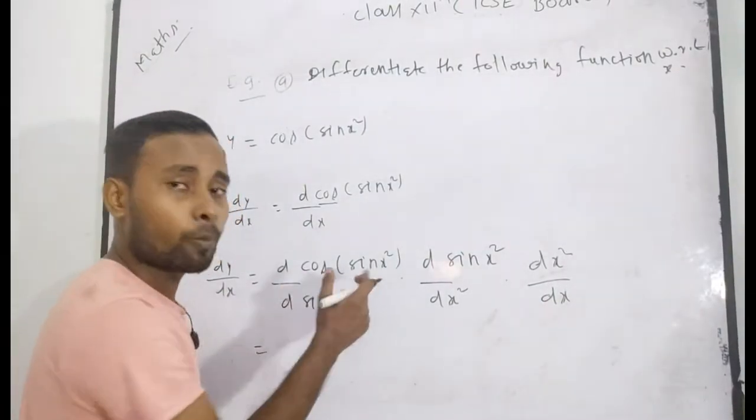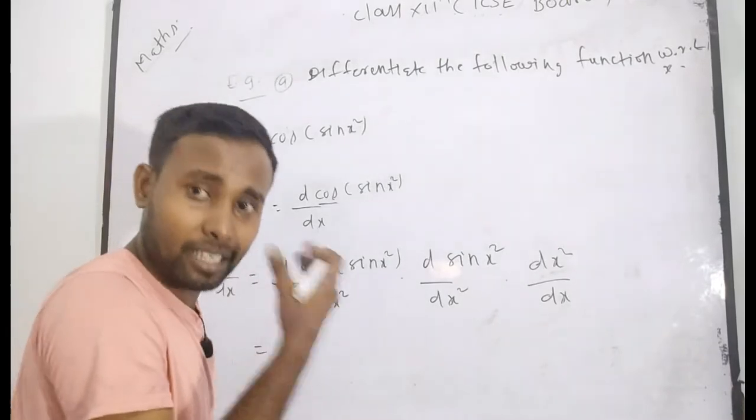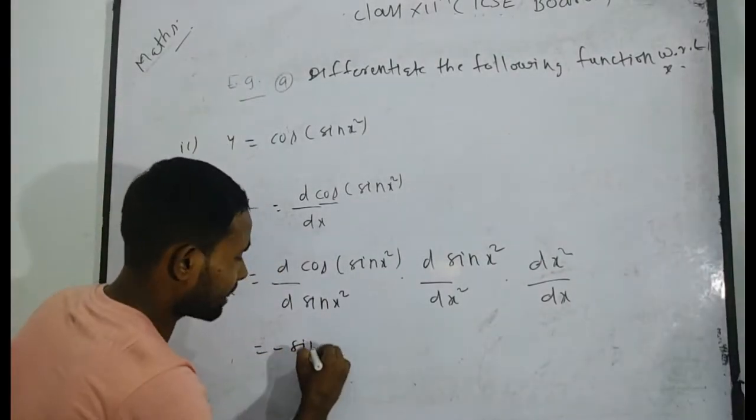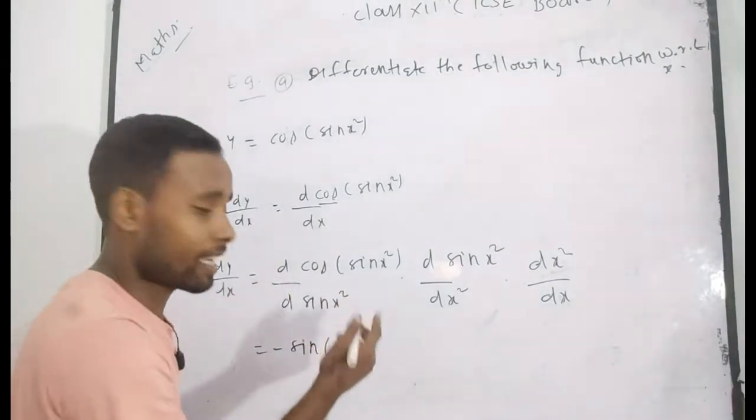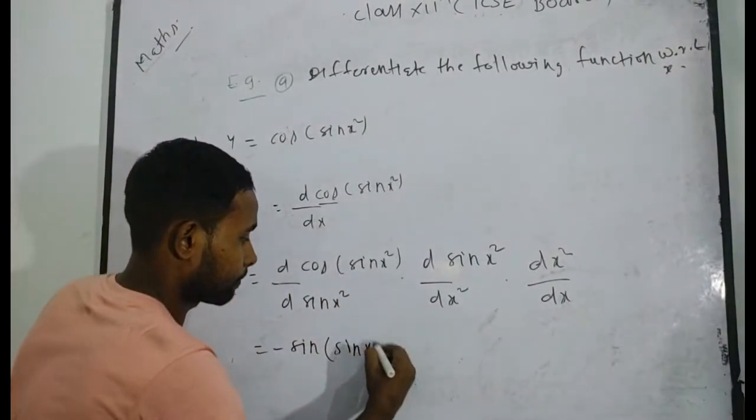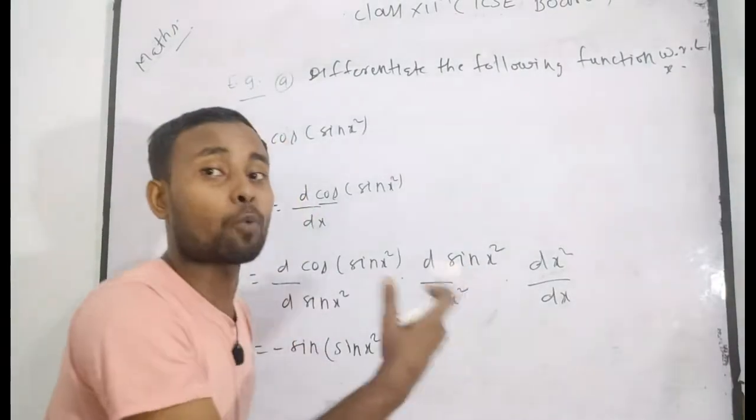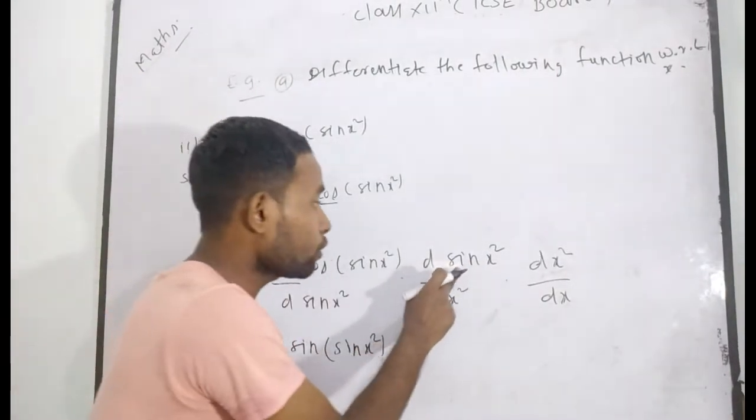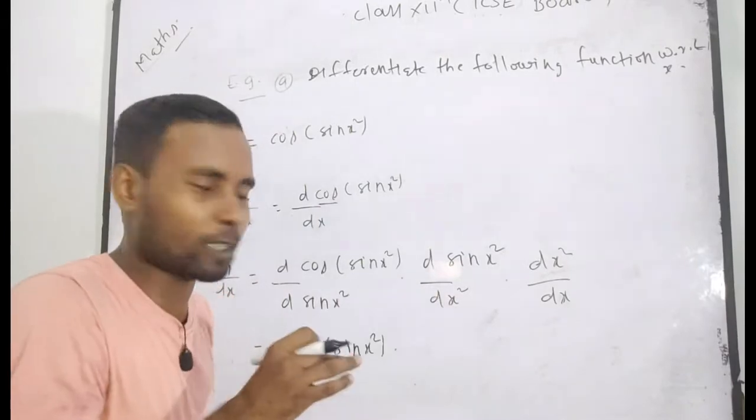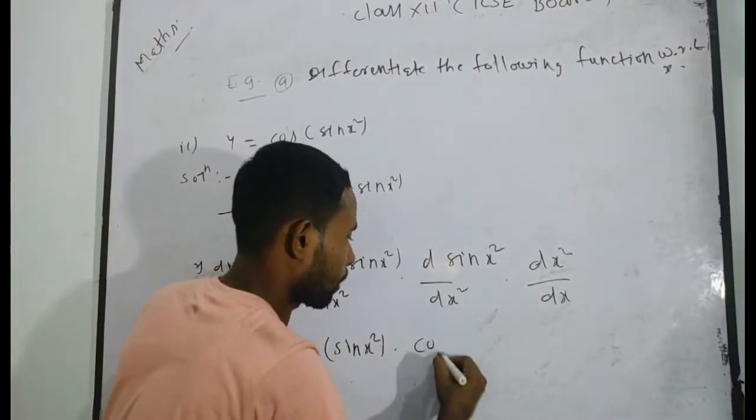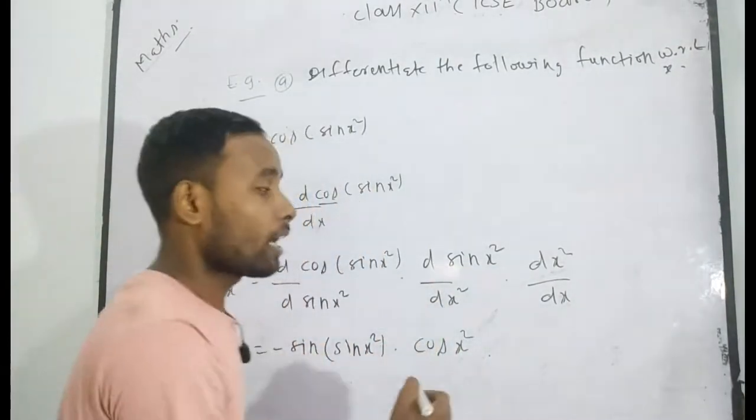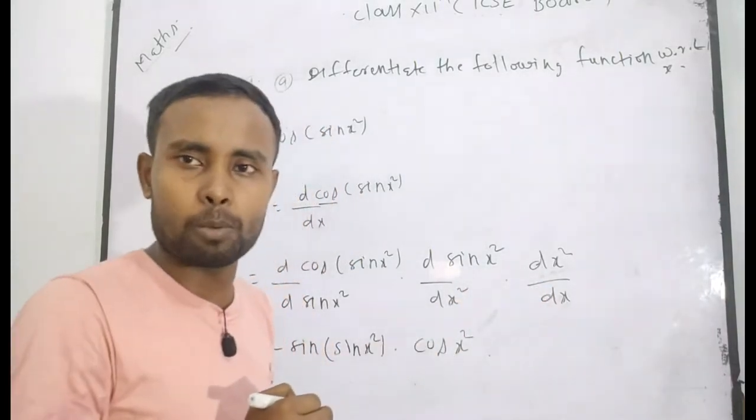Derivative of cos theta, where theta is sin x square. Derivative of cos theta will be minus sin theta. So can you write minus sin? What is theta? Theta is sin x square, into the derivative of sin theta, where theta is x square. As you know that sin theta is only differentiated with respect to theta, so it will be cos theta, where theta is x square, into the derivative of x square with respect to x, which will be what?